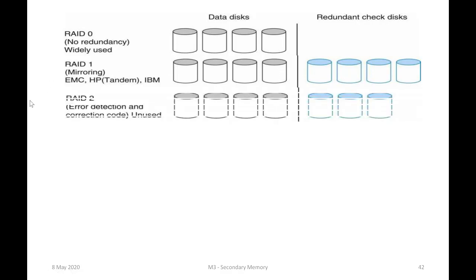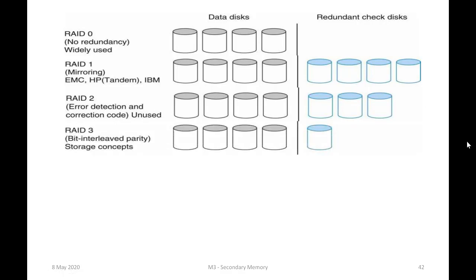RAID 2 is where we have error detection and correction facilities. It needs 3 extra disks if we have a total of 4 disks of data. So it's almost 75% overhead.